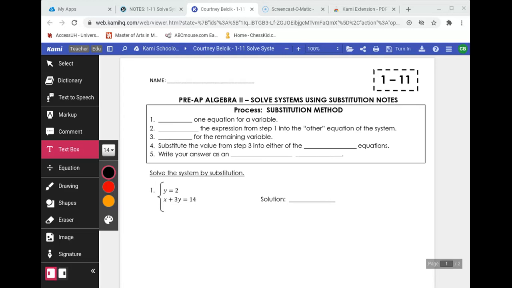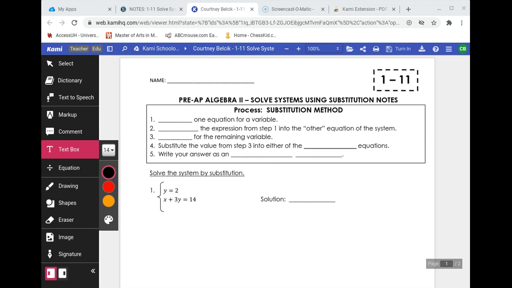Hi folks, today we're going to talk about solving systems of equations, systems of linear equations using substitution. In Algebra 2, the way that we talk about this is we really reference what you learned in Algebra 1. In Algebra 1, you solved by substitution, and that was one of the two algebraic ways that you would solve a system. And so today we're going to kind of remind you of how to do that.